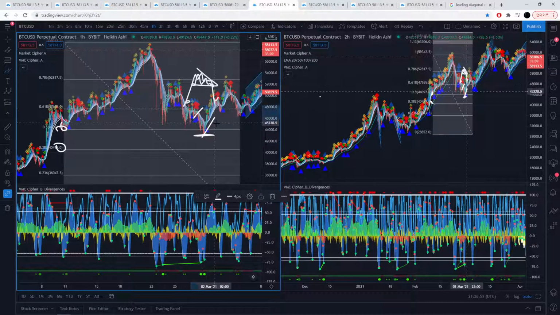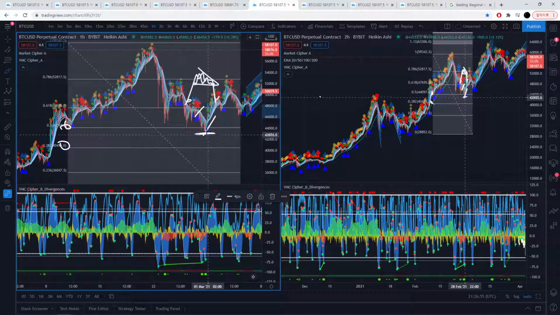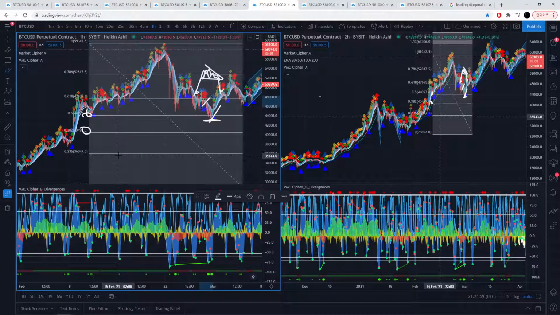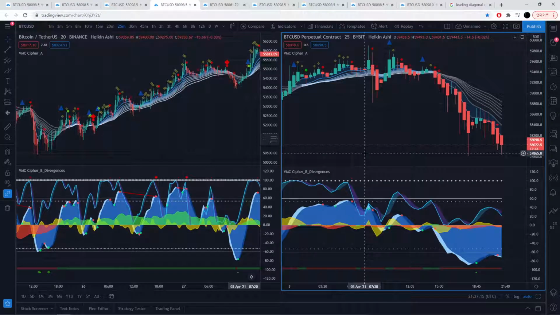Okay, so if you thought that was the bottom and then going up, you would start counting. Is it a leading diagonal? Is it going up as an impulse? And you would start going into position. For example, if it was a leading diagonal, where would you go in position? So you would start counting. Okay, so that's 5, 3, 5, 3, 5. Okay, and then you see that there is a correction A, B, C. Then you would go into long position here. Quite simple.